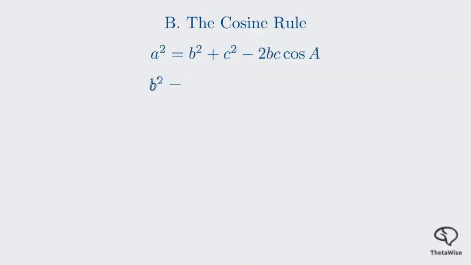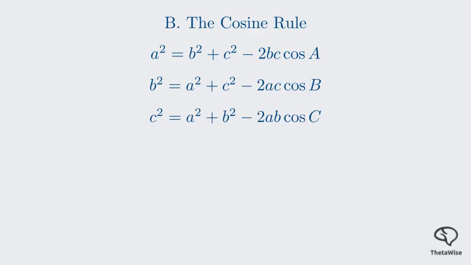Our second objective is to use the cosine rule to solve for missing parts of a triangle. The cosine rule is a generalization of the Pythagorean theorem. It relates the three sides of a triangle to the cosine of one of its angles. It states that a squared equals b squared plus c squared minus 2bc times the cosine of angle A. Remember our labeling convention? Side a is opposite angle A.